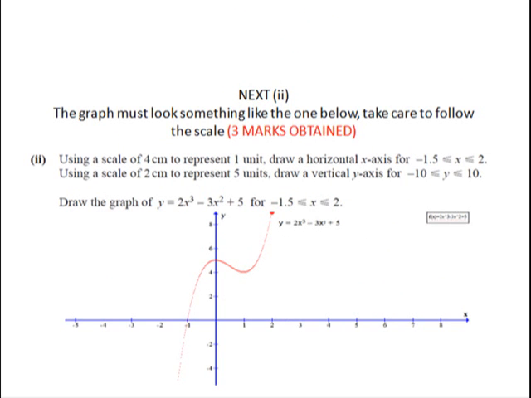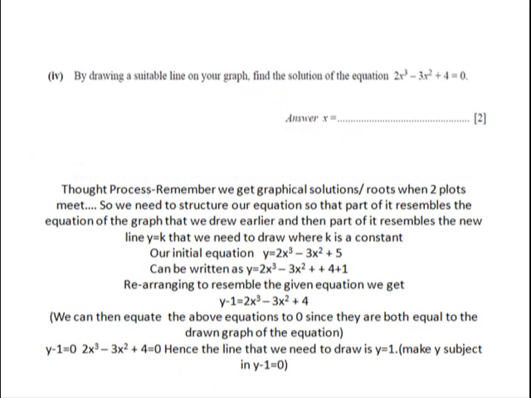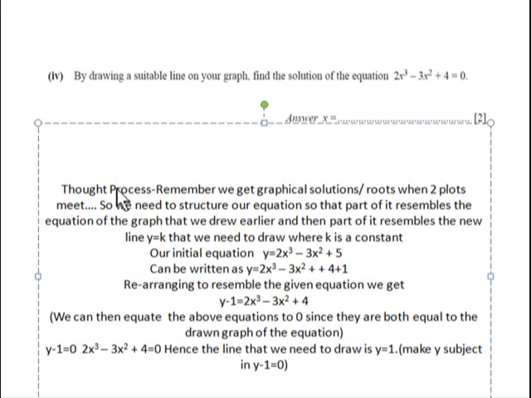Okay, we drew y is equal to 2x cubed minus 3x squared plus 5. That's great. They want us to draw a suitable line on that graph to solve the equation 2x cubed minus 3x squared plus 4 is equal to 0, and that's only 2 marks. Okay, the thought process, how you would approach this.